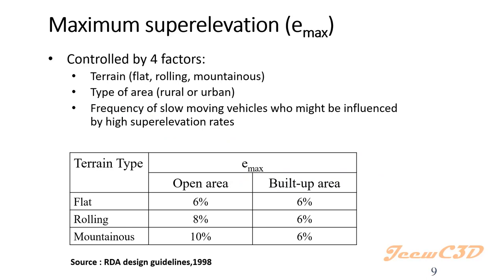So what does this mean? This means slow moving vehicles, that implies trucks or heavy vehicles, are moving slowly. So if you have high super elevation rates, and if you have so many slow moving vehicles, you can remember that a component of the vehicle load acts in the inside direction, towards the center of the curve.